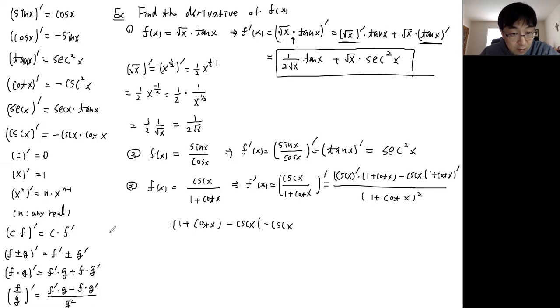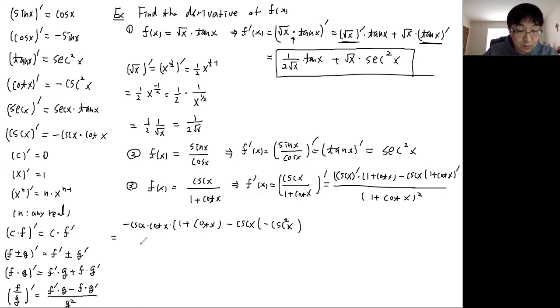So what's that? The cosecant x prime is negative cosecant x times cotangent x. You can use this one. So here, the cotangent x prime is negative cosecant squared. So we have it. It's good.